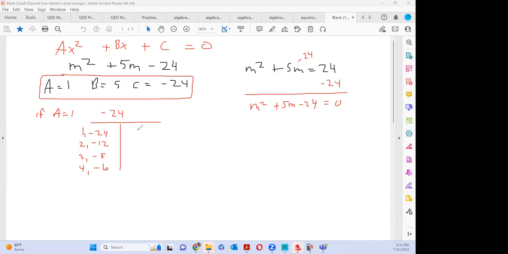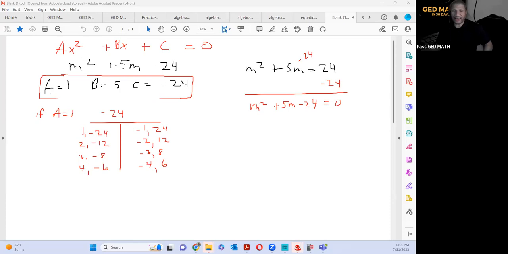So on the other side, I'm going to have -1 and 24, -2 and 12, -3 and 8, -4 and 6. Yeah, so right there. Okay. So now these are all my factor pairs. The next step is to find which pair is going to give me 5. Which pair, when I combine them together, is going to give me 5?